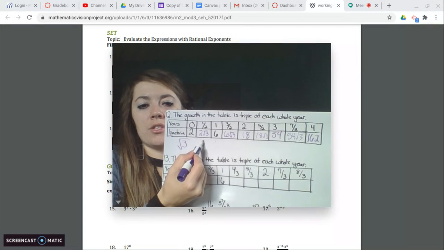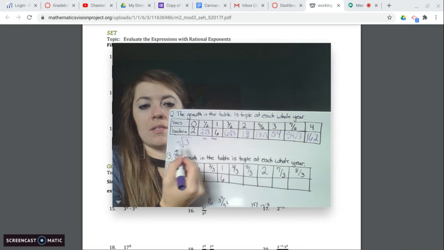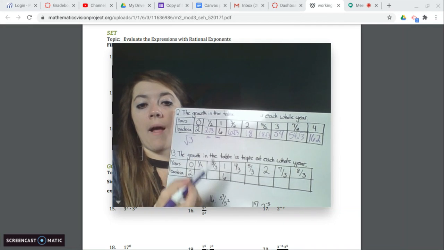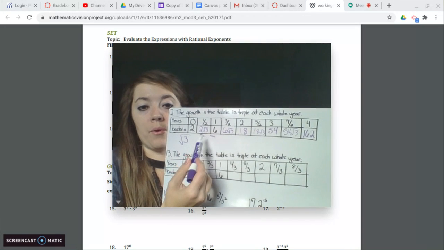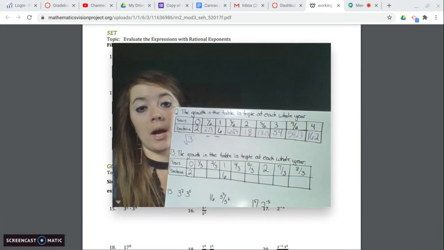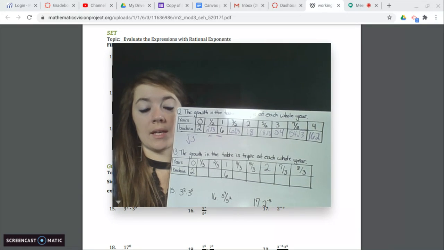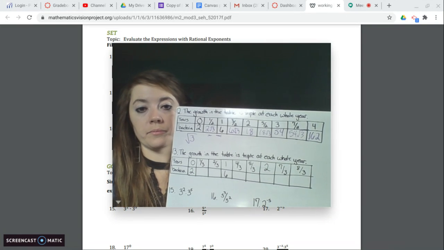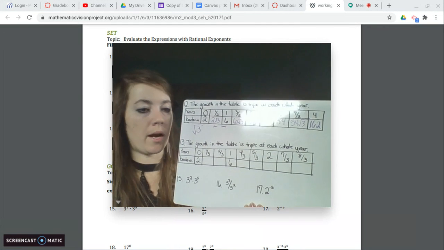So because we had 2 places, we had the missing place and we had where the 6 was. That's why we did the square root. And then we just multiply this every single time. And a root times a root is just going to give you the number underneath. That's how we can get 2 root 3 times root 3 to get you 6. Okay? All right. For 13, the growth in the table is triple at each whole year.